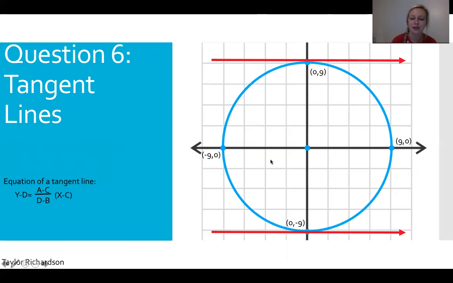We know that the radius is 9, and that means that the farthest the circle is going to go out is 9 on the graph. So we can see our outermost points on the x-axis are 9, 0 and negative 9, 0. And likewise for the y-axis, 0, 9 and 0, negative 9. And so we have the equation for the tangent line written over here to the left. But we know that tangent lines just go right here on the outer edges of the circle, and that's what each of these two red lines represent here.